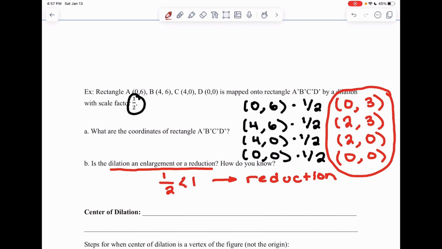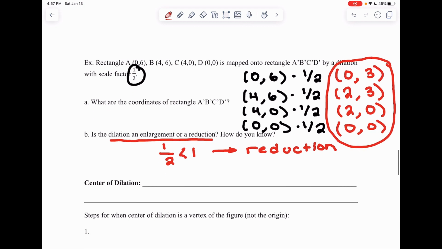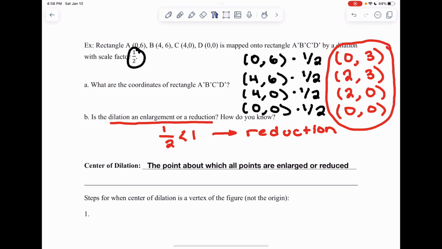And the last thing we are going to talk about in this video is a center of dilation. A center of dilation is the point about which all points are enlarged or reduced. Up until this point, we've assumed that the center of dilation is the origin. When the center of dilation is the origin, that's when we multiply all points by the scale factor, and all of the points are reduced or enlarged about the origin.